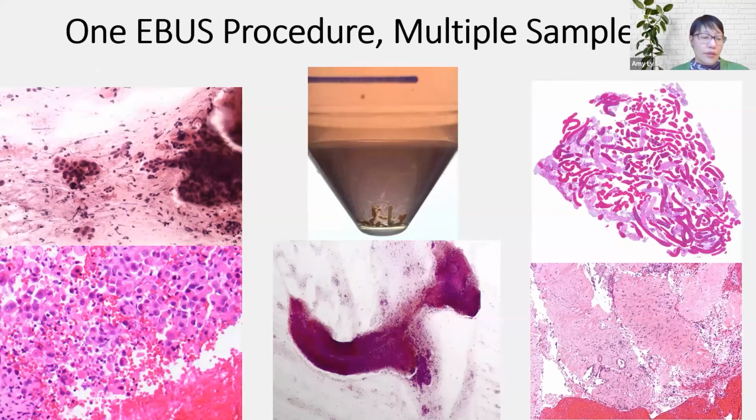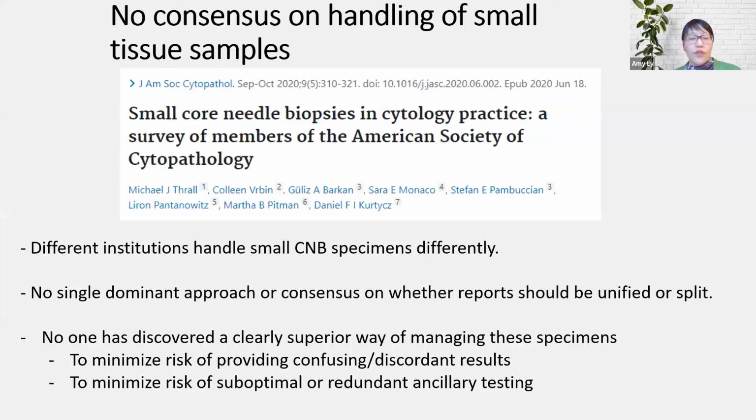So with lung tumor patients, frequently patients show up for one biopsy encounter, and from that encounter, they have multiple samples obtained from multiple sites, and the intersection of cytology and surgical pathology has never been greater. And different institutions have different approaches to handling this combination of cytology and small core needle biopsy specimens that have historically been reviewed by surgical pathologists.